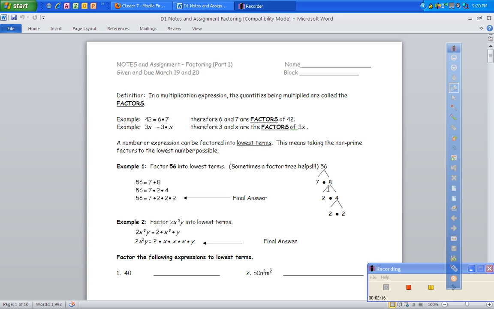56 is 7 times 8, 8 is 2 times 4, 4 is 2 times 2. We're now prime, so there's nothing else to do, and you'll see we still get the same answer: 7 times 2 times 2, 7 times 2 times 2 times 2.